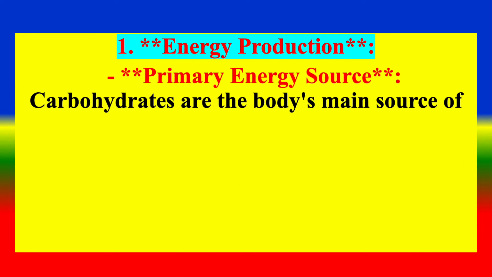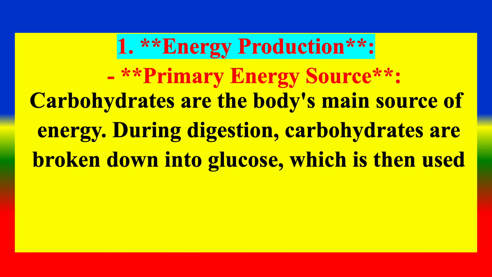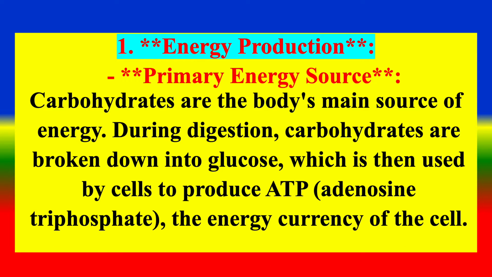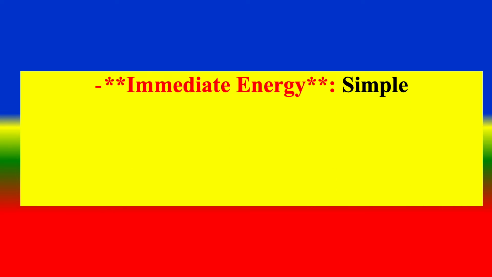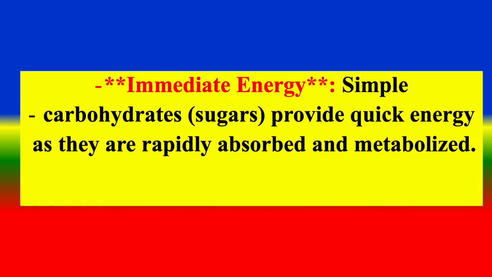One, energy production. Primary energy source: carbohydrates are the body's main source of energy. During digestion, carbohydrates are broken down into glucose, which is then used by cells to produce ATP, the energy currency of the cell. Immediate energy: simple carbohydrates provide quick energy as they are rapidly absorbed and metabolized.